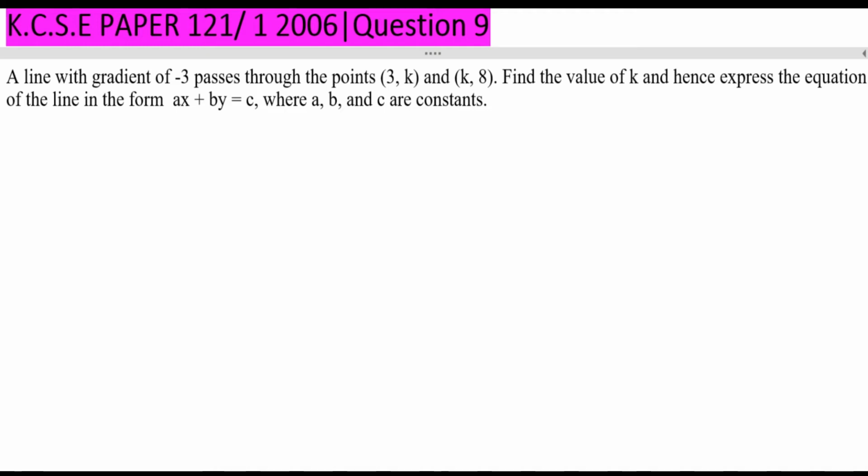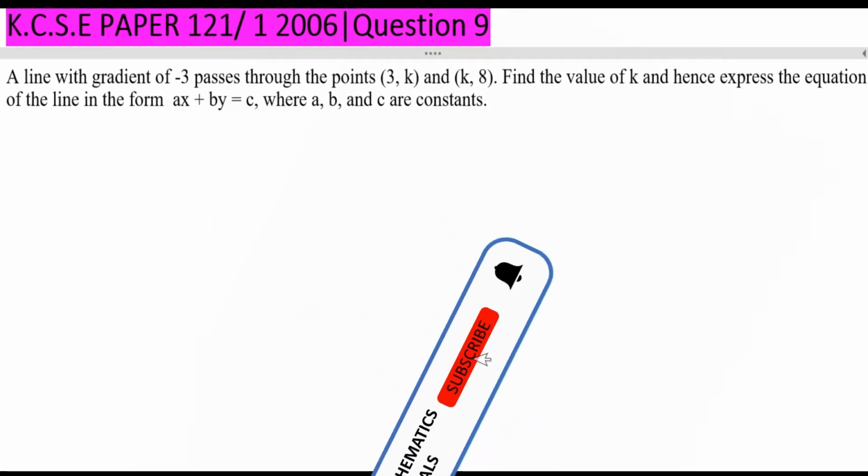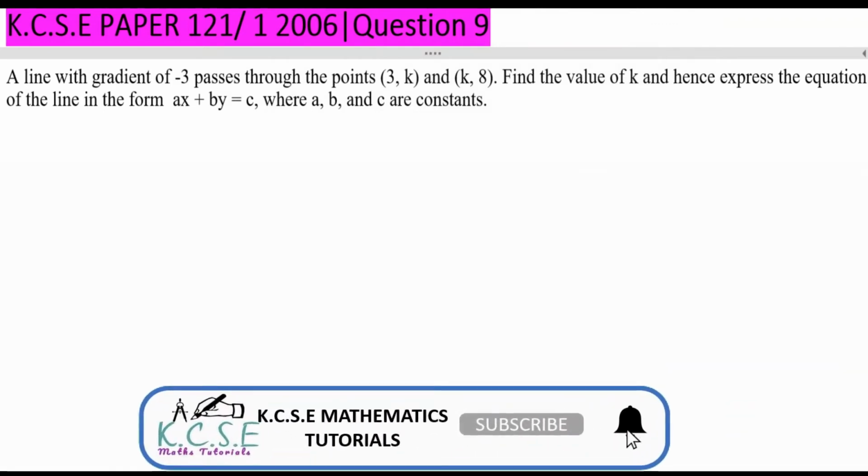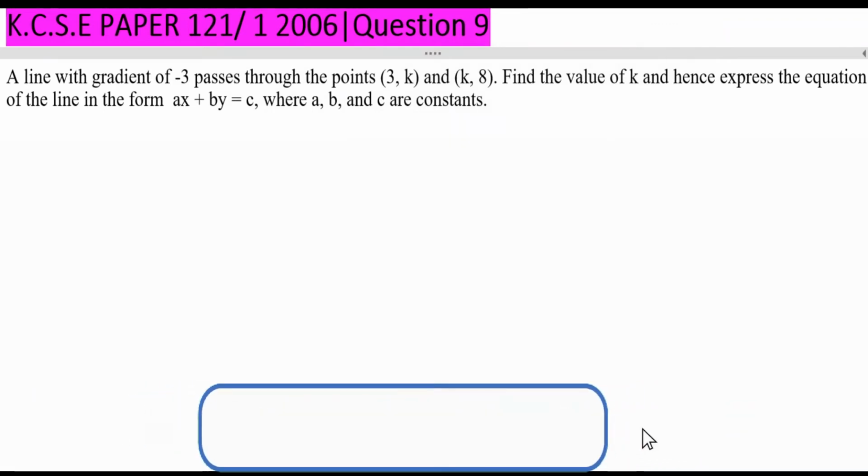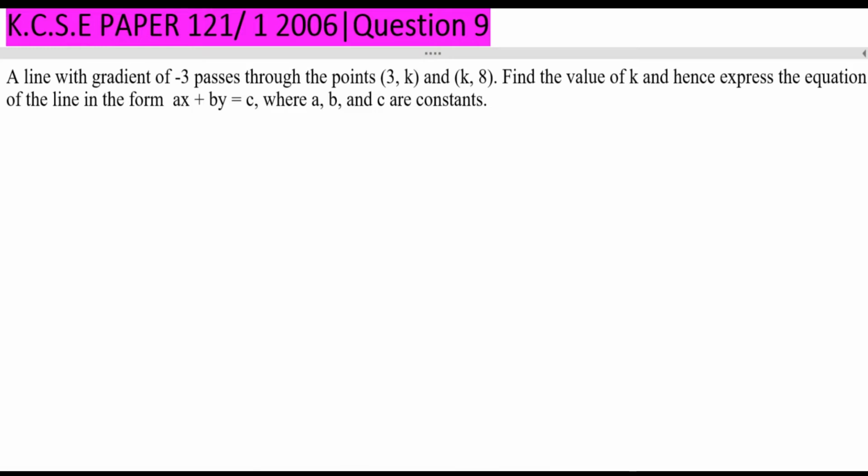KCSE Paper 1, 2006, question number 9. A line with gradient of -3 passes through the points (3, k) and (k, 8). Find the value of k and hence express the equation in the form ax plus by equals c, where a, b, and c are constants.